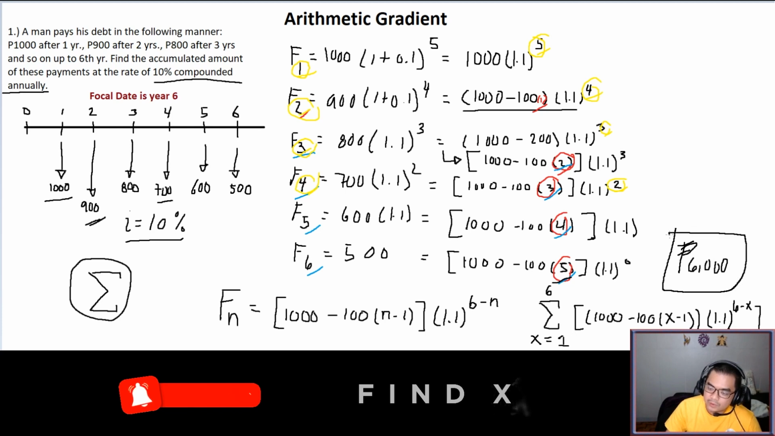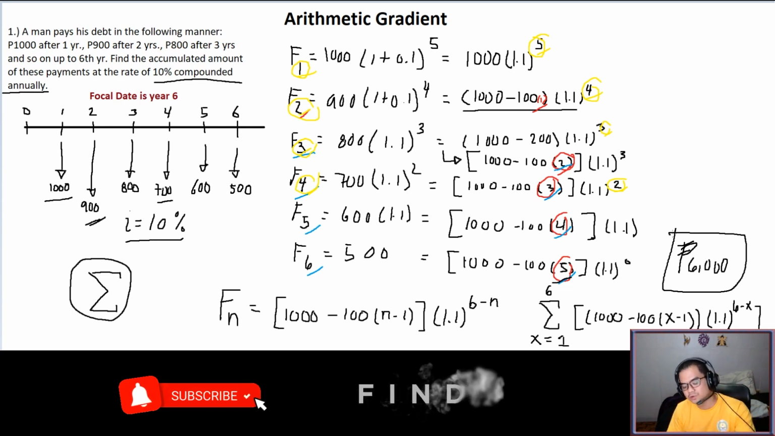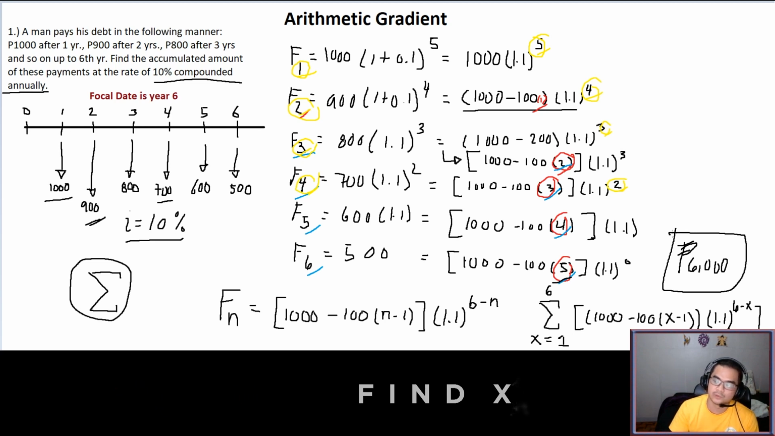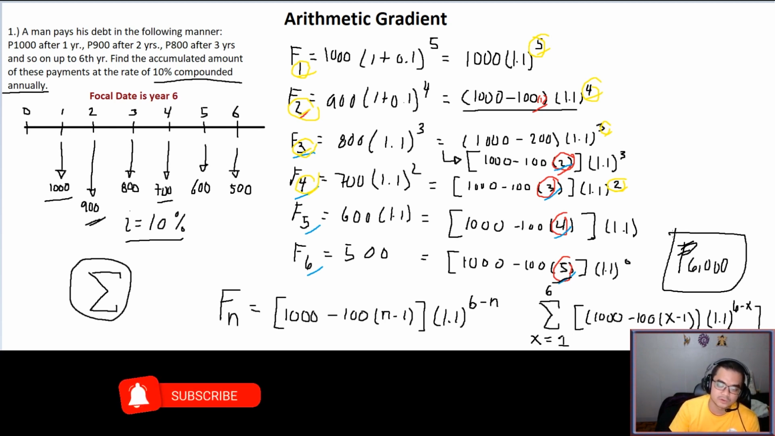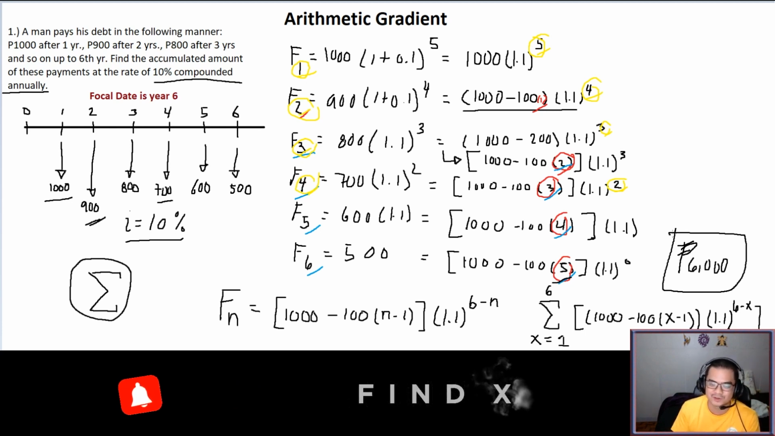Now if you will enter this in your calculator, we will also get the value of 6,000. Now, as you can see, we can also use the summation method or the manual method. But there's no way for you to do the manual method if the problem asks for maybe 20 years or 30 years. It will take you too long to solve the problem.